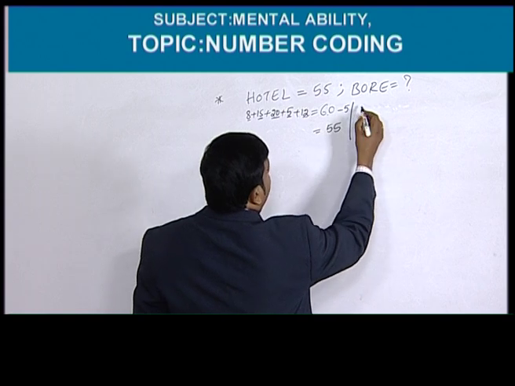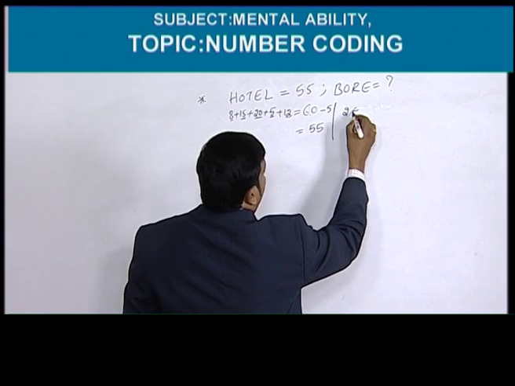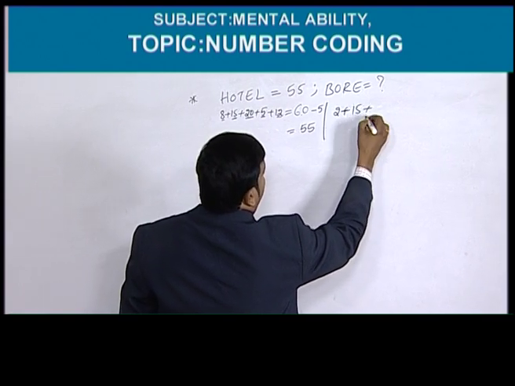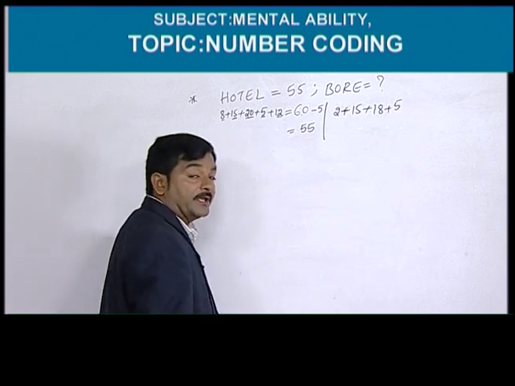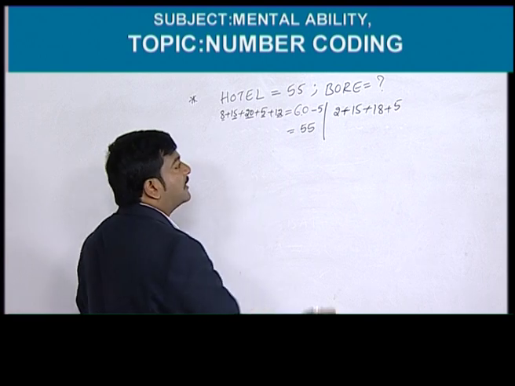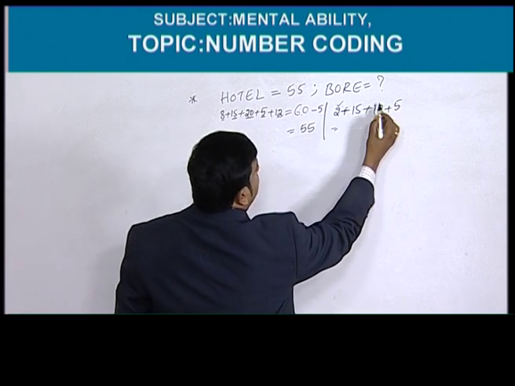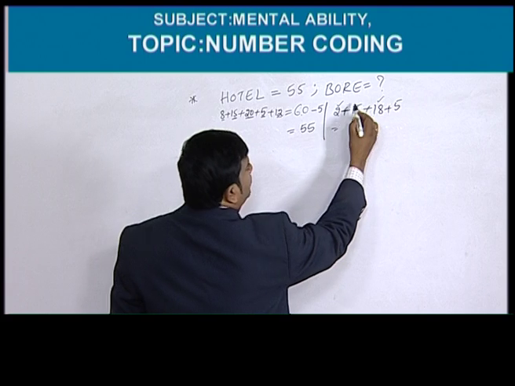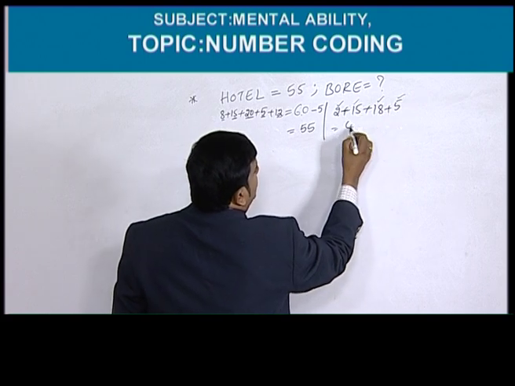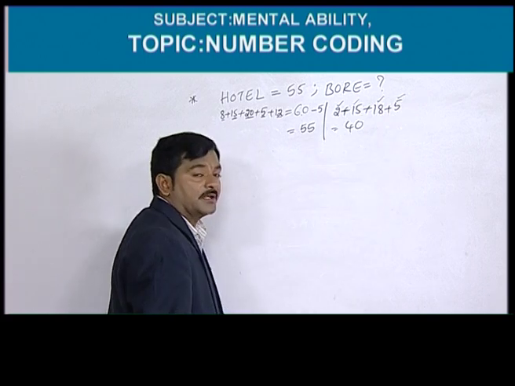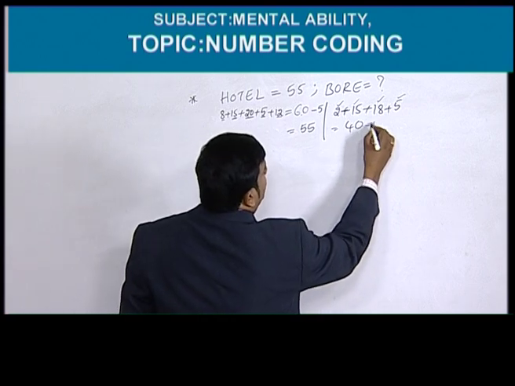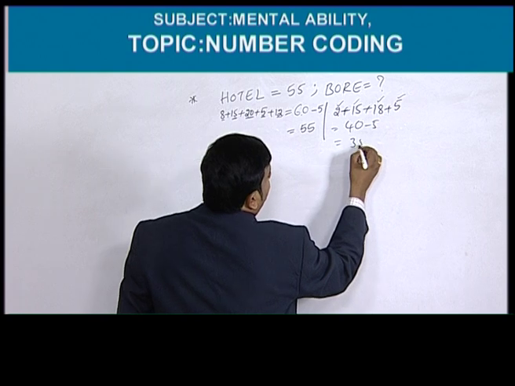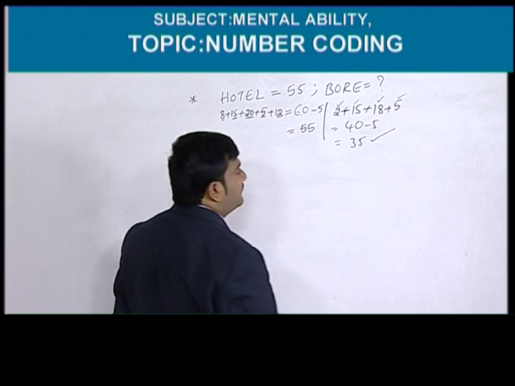BORE, bore. B means how much? 2. O means how much? 15. R means how much? 18. E means how much? 5. Add all these values. What am I getting? See, 2 plus 18, 20. 15 plus 5, 20. 20 plus 20, how much am I getting? 40. How much do I need to subtract now? 5 I need to subtract. 40 minus 5 means how much? 35. Okay, this is the preferable answer.